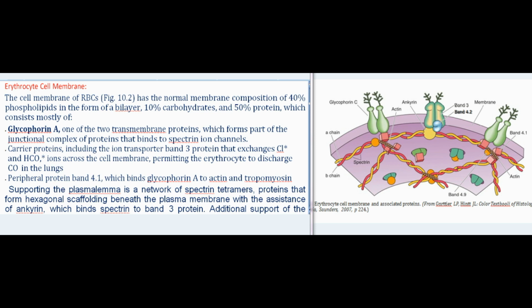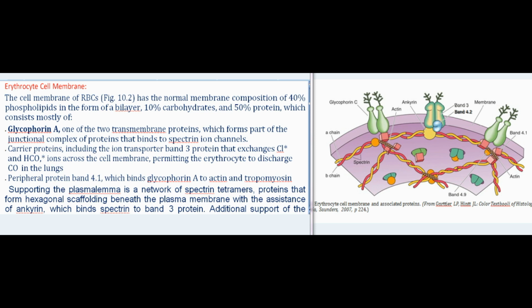Erythrocyte cell membrane. The cell membrane of RBCs, Fig 10.2, has the normal membrane composition of 40% phospholipids in the form of a bilayer, 10% carbohydrates, and 50% protein, which consists mostly of glycophorin A, one of the two transmembrane proteins, which forms part of the junctional complex of proteins that binds to spectrin ion channels. Carrier proteins, including the ion transporter band 3 protein that exchanges Cl- and HCO3- ions across the cell membrane, permit the erythrocyte to discharge CO2 in the lungs.